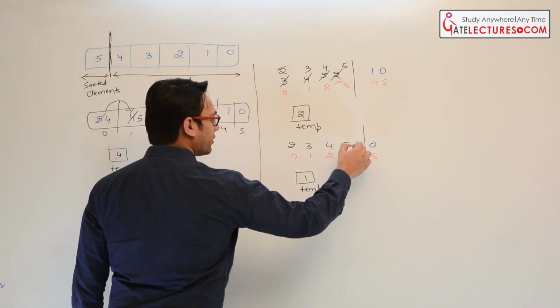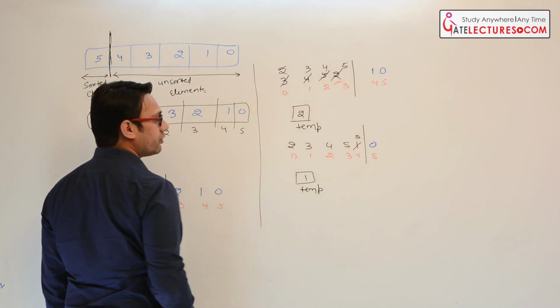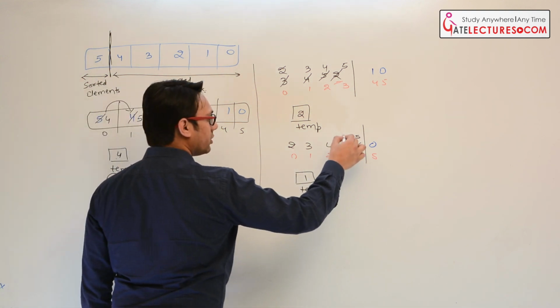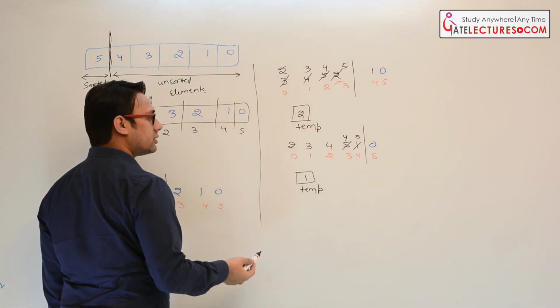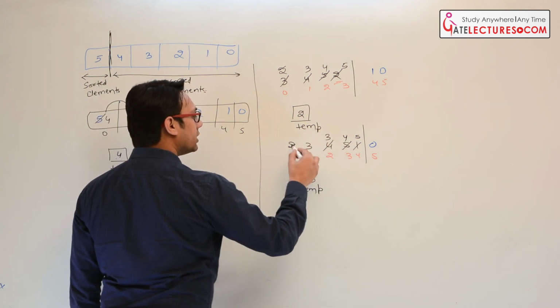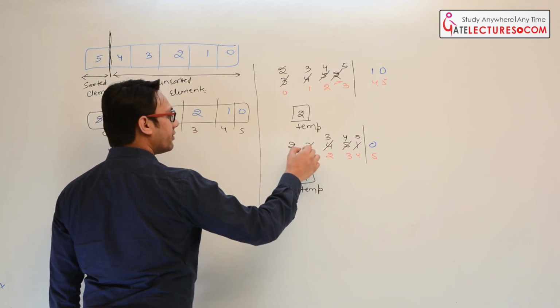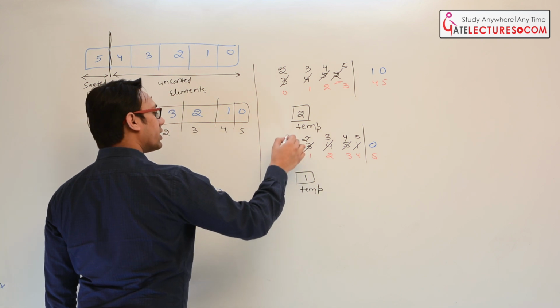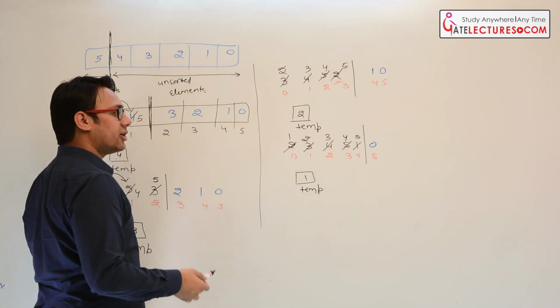5 is greater than 1, therefore 1 will come here. Compare 1 and 4. 4 is greater than 1, therefore 4 will come here. Compare 3 and 1. So 3 is greater than 1, therefore 3 will come here. Compare 2 and 1. So 2 is greater than 1, therefore 2 will come here. Now we can copy 1 here. So 1, 2, 3, 4, 5 is already sorted.